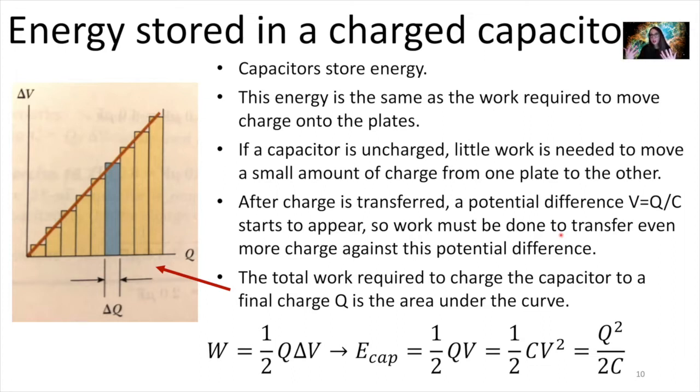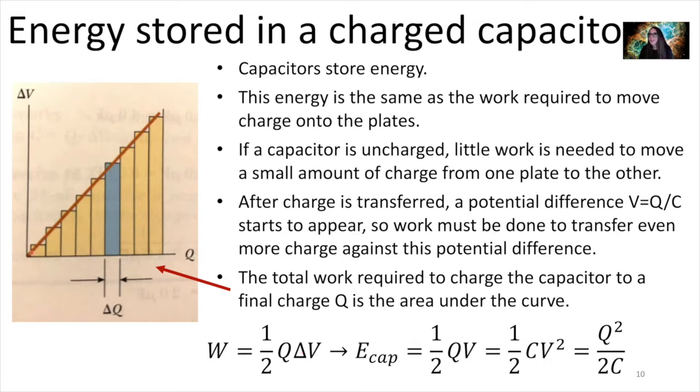So work has to be done to transfer even more charge against this growing potential difference. If the potential difference is larger, you have to do more work to get that charge to move across the plates. So the total work required to charge a capacitor to its final charge is the area underneath the curve of this graph. And we've seen this before also. We talked about work as being the area underneath the curve of a force versus distance graph, for example. In this case, the work required to charge a capacitor is equal to 1/2 times the charge you can transfer divided by the potential difference.